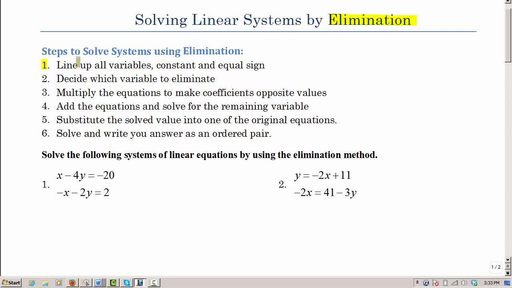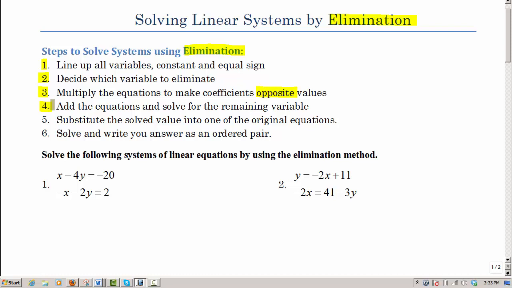We want to line up all the variables, constants, and the equal sign. We need to decide which variable to eliminate. You get to make some decisions. Then sometimes we're going to have to multiply the equations to make the coefficients opposite values. The reason we need them to be equal but opposite is so that when we add them together, they will be eliminated.